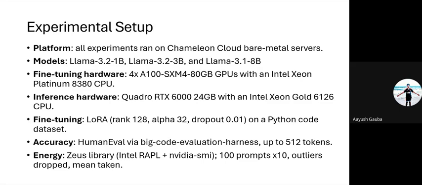And the fine tuning, I did it with those specs, a rank of 128, alpha of 32 and dropout of 0.01. And they are, of course, fine-tuned using a Python code dataset. So my experiments, the accuracy won't be different. The thing about base models is that you need to fine-tune a base model for only Python-related tasks for it to actually excel in the accuracy.